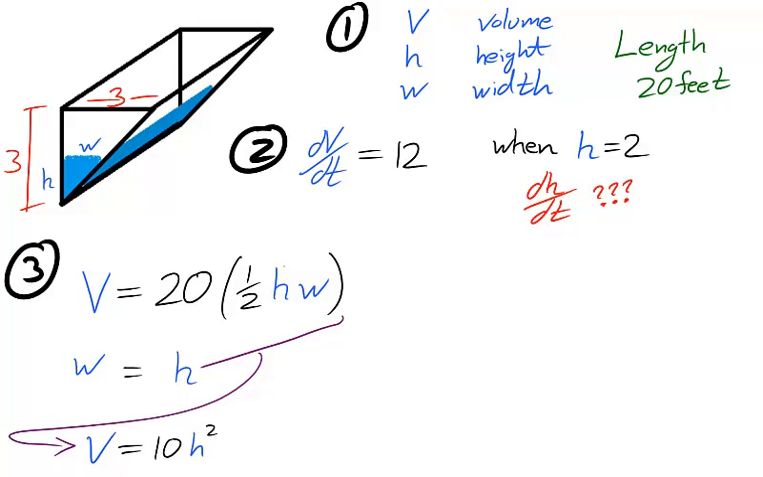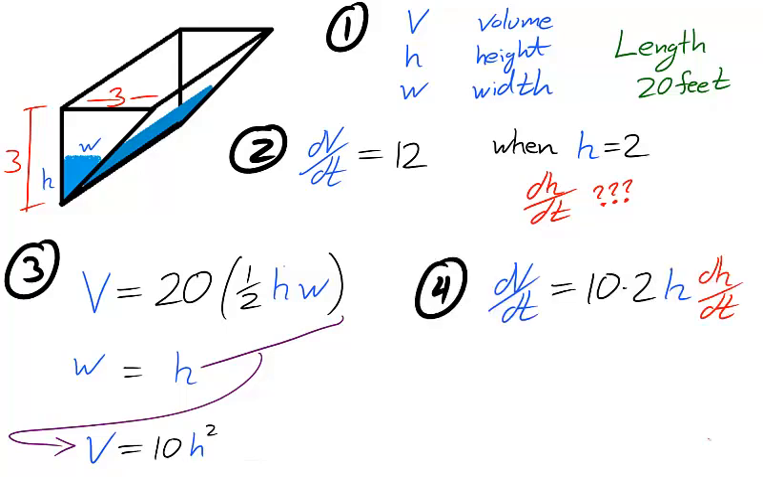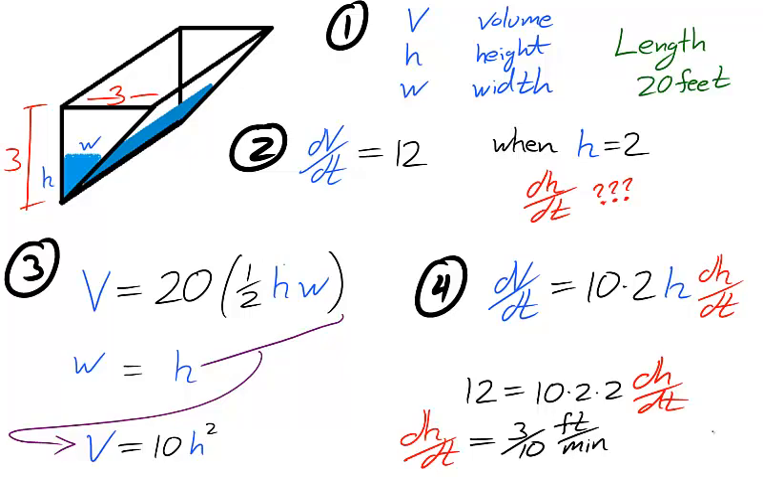We differentiate the equation with respect to t, and we have all the information that we need. dV/dt is 12, and h is 2. And we find that the rate of change for the height of the water is 0.3 feet per minute.